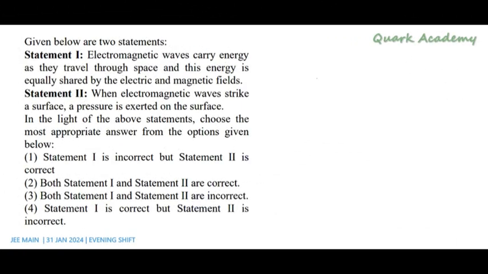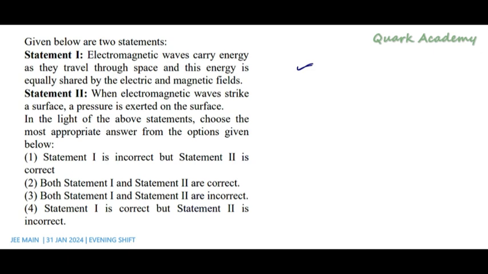Two statements are given. We need to find the correct option. So whether the given statements are correct or not, we have to find it. So first statement says that electromagnetic waves carry energy as they travel through space, and this energy is equally shared by electric and magnetic fields. So based on the theory, this is correct. The total energy of electromagnetic wave is equally distributed in electric field as well as magnetic field. And second statement says when the electromagnetic waves strike a surface, a pressure is exerted on the surface.